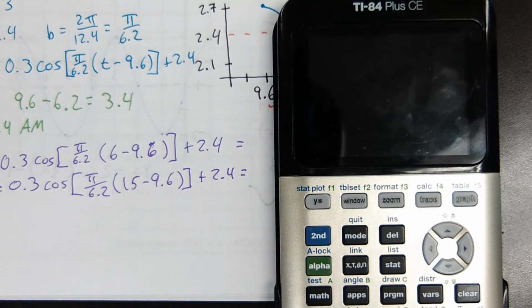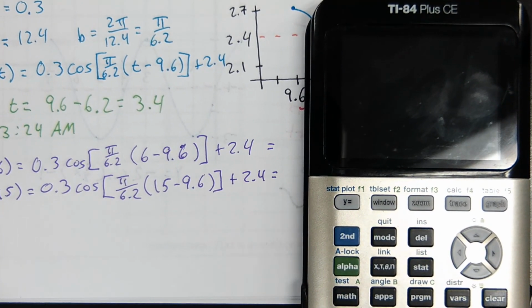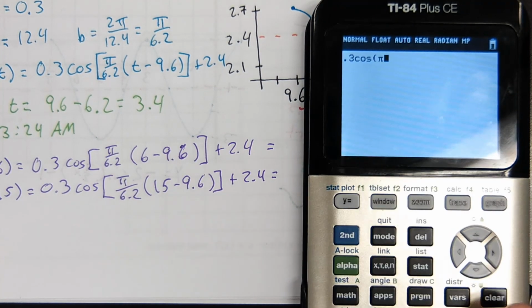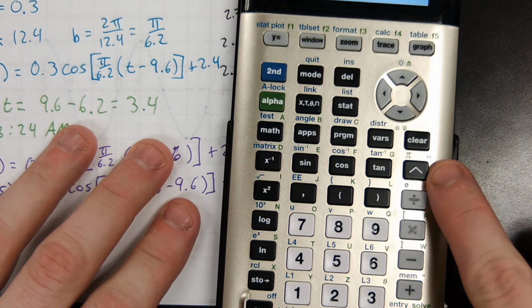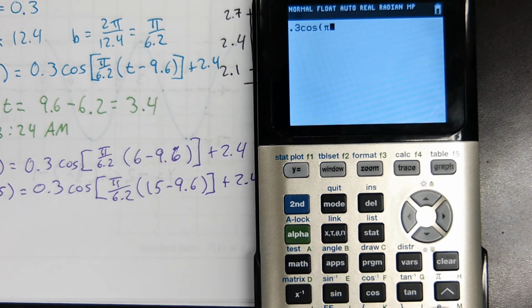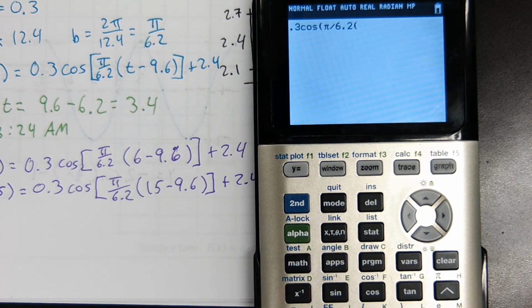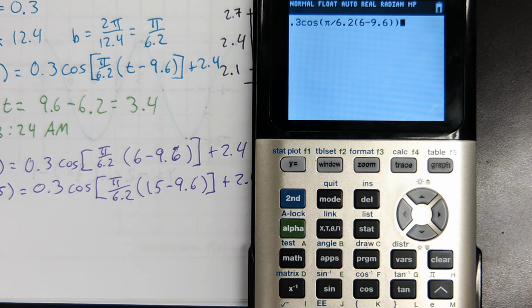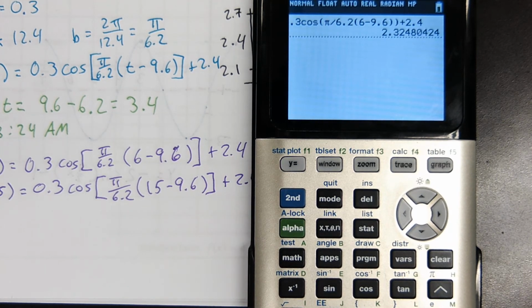And I would keep the calculator in radian mode because there was no mention of degrees. 0.3 cosine pi, by the way, pi is right there, divided by 6.2, 6 minus 9.6, close up the cosine and the phase shift, plus 2.4, looks to be about 2.32 meters.